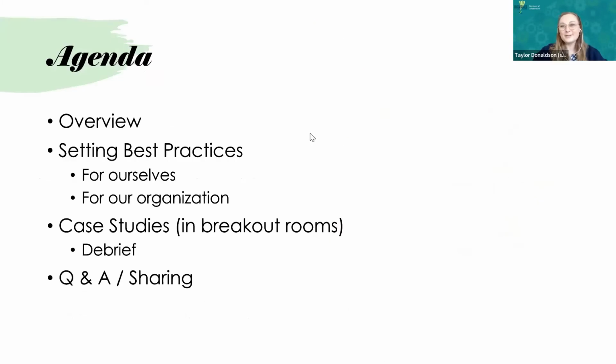So without further ado, to give you a bit of insight as to where we're heading in our time together today: an overview of boundaries and role division, what to look out for, and signs of poor role division or poor boundaries in your organization or as a volunteer, and setting best practices for yourself as a volunteer or for the organization that you're a part of.